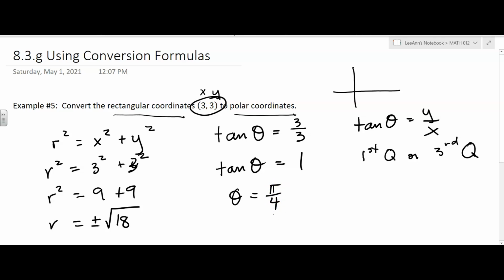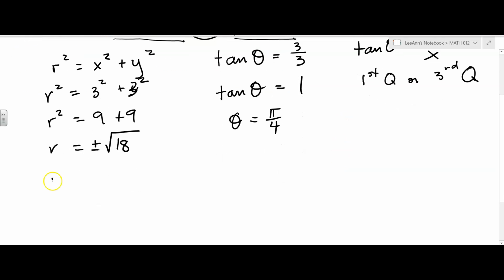And then the radius is going to be the square root of 18. It's going to be the positive one to keep you in the first quadrant. But you're going to have to simplify that. So that's 3 times the square root of 2. And so you're going to write the ordered pair in polar coordinates: 3 square root 2, comma, pi over 4.